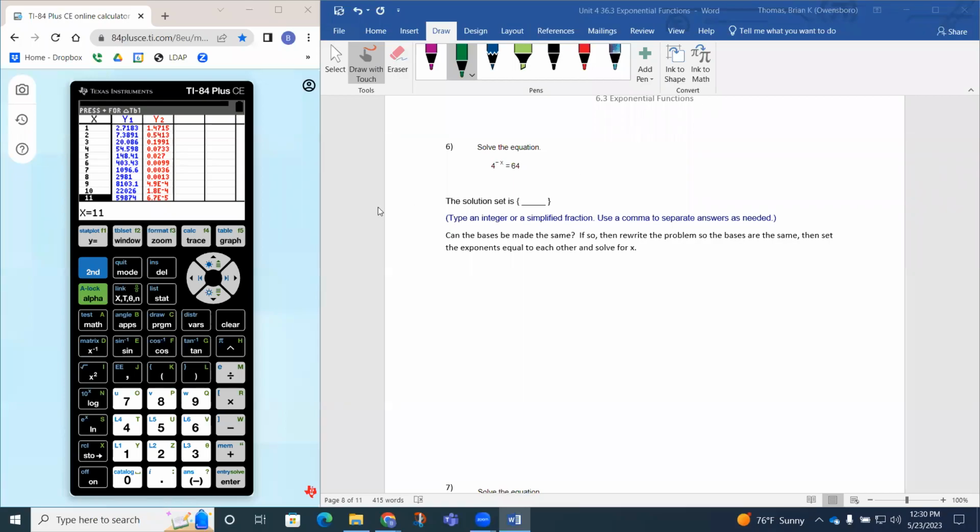So question 6 gets into solving equations. So we have 4 to the negative x equals 64. This is called an exponential equation because the variable is now an exponent.